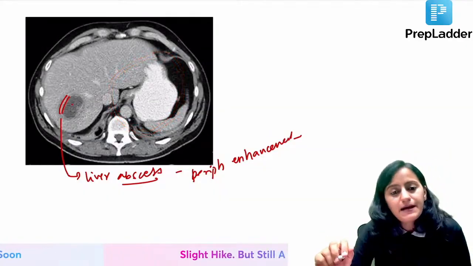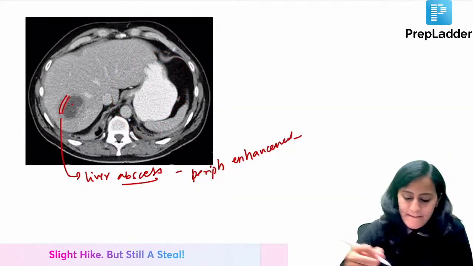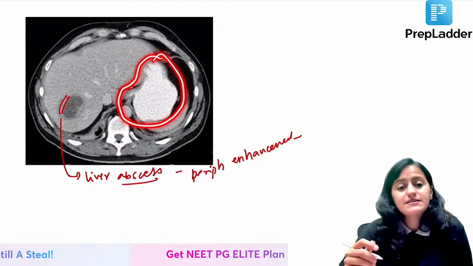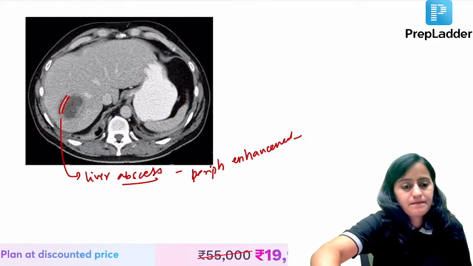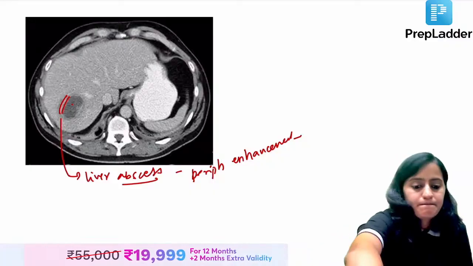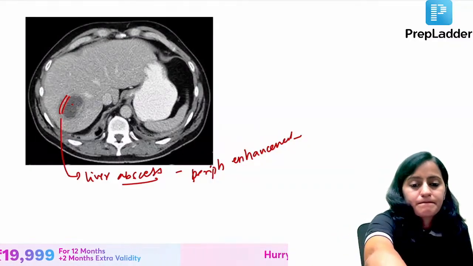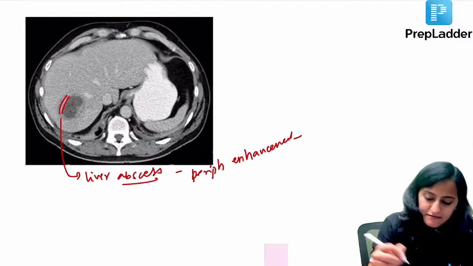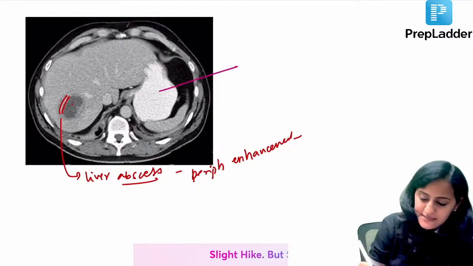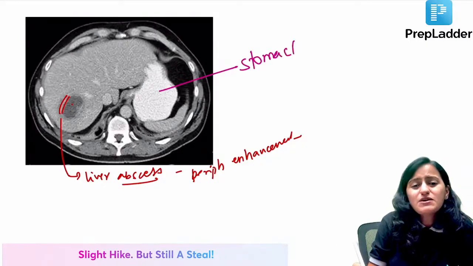Can somebody tell me what is this here? What is this white here? Yes. Stomach. Very good. This structure that you are seeing here is stomach. Why is the stomach white here?